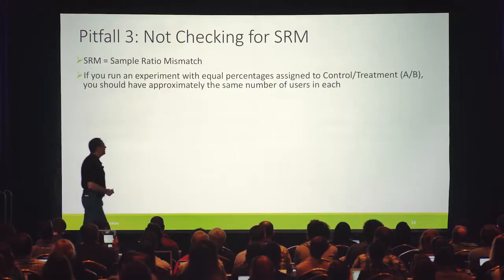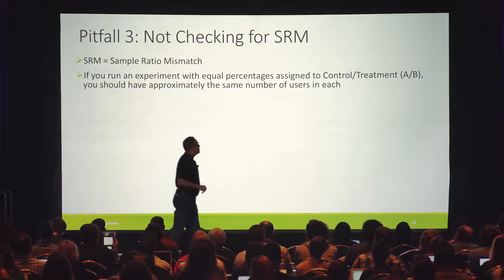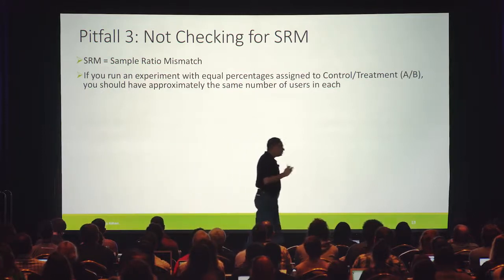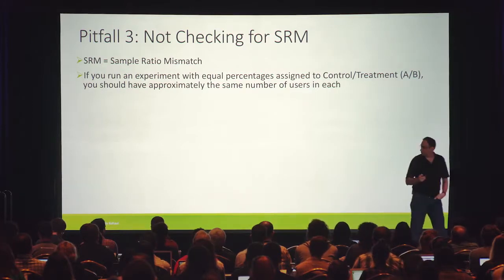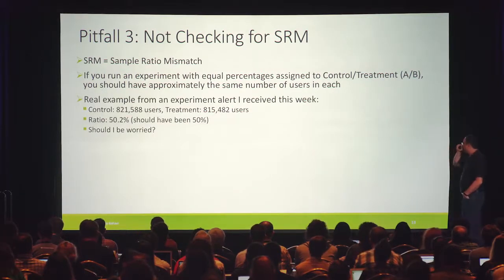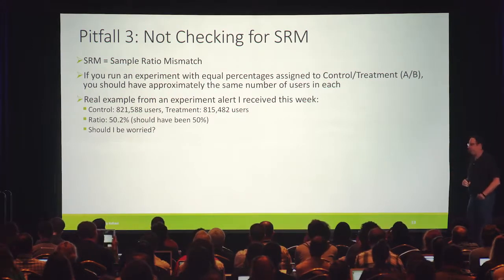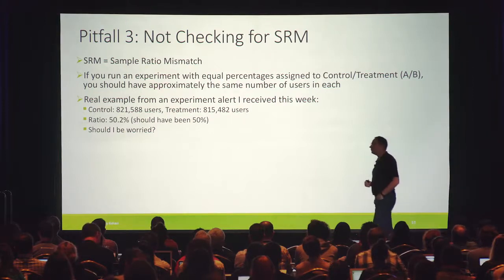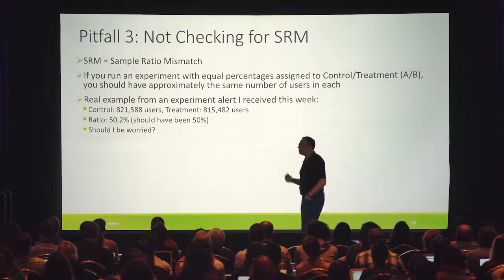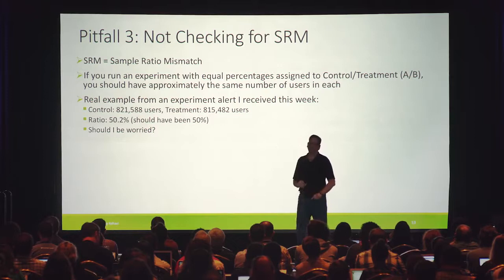If you run your experiment with equal percentages, and this can be generalized to non-equal, but it'll make it easy, then you should have approximately the same number of users in control and treatment. Here's an example of an alert that I got this week. Control has 821,588 users. The treatment has 815,582 users. The ratio is 50.2. I get the alarm because I should be worried.